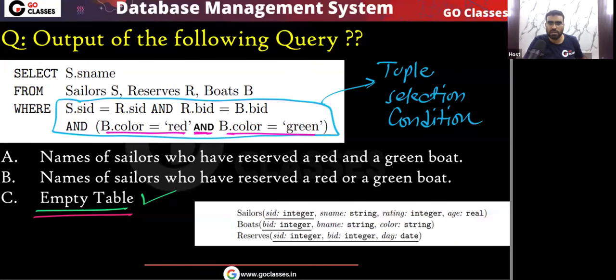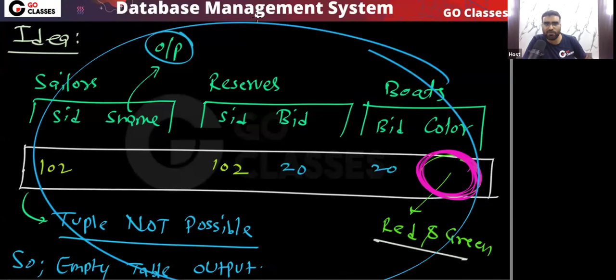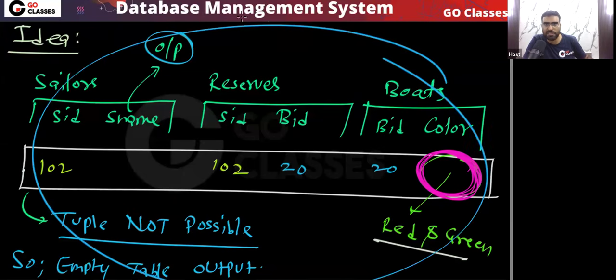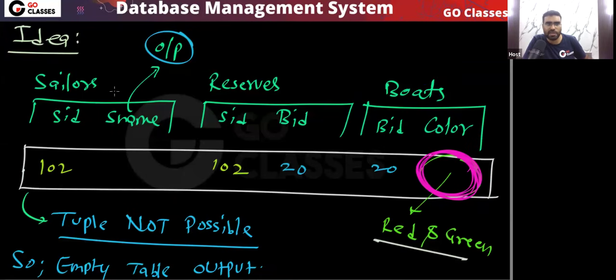Agree or not? So this is the tricky question. Do you agree with me? In the GATE exam, many people can click this option, that reserved a red and a green boat. Many students will click option A, but actually the answer is option C. I hope you understood the logic. So tell me, in the GATE exam, will you create this type of diagram? Yes, always create this type of side by side table and just think about what type of tuple you want.